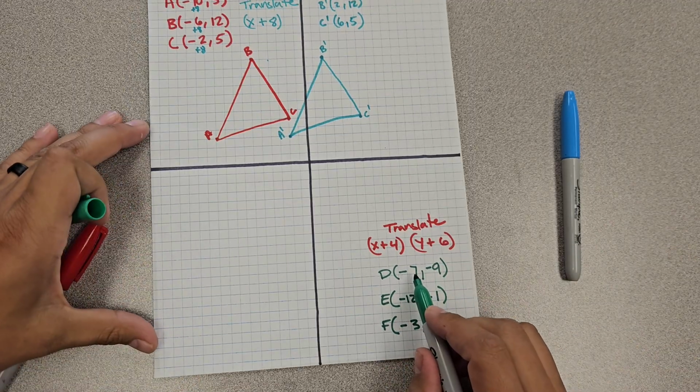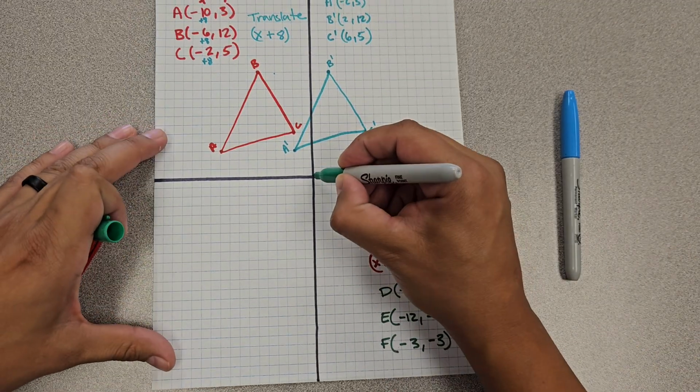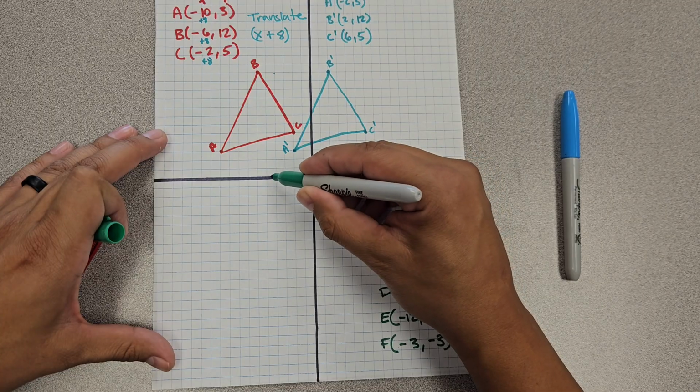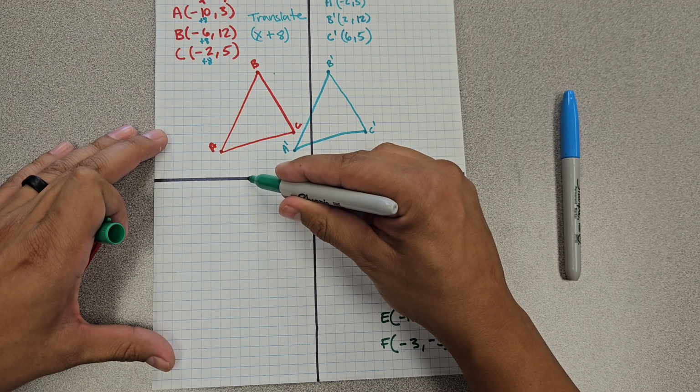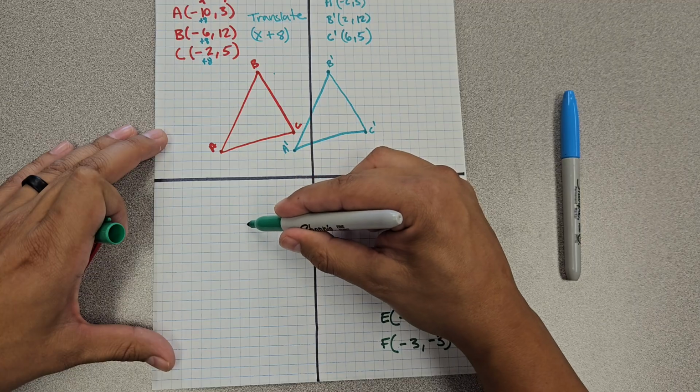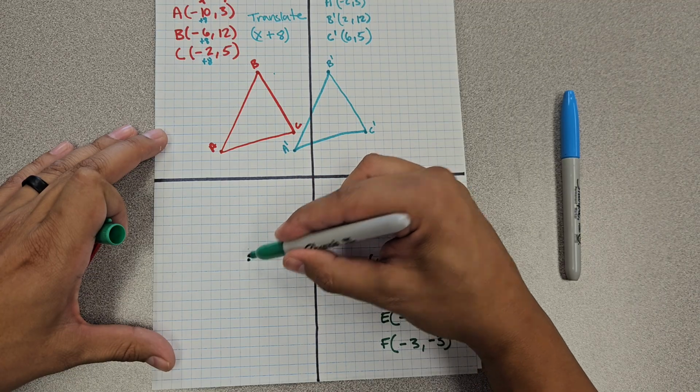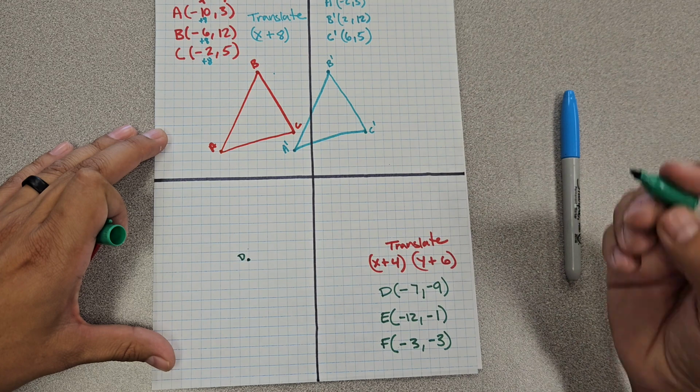So I'm going to graph point D, which is -7, -9. So I'm going to go left 7, 1, 2, 3, 4, 5, 6, 7. And down 9, 1, 2, 3, 4, 5, 6, 7, 8, 9. And that's going to be my point D.